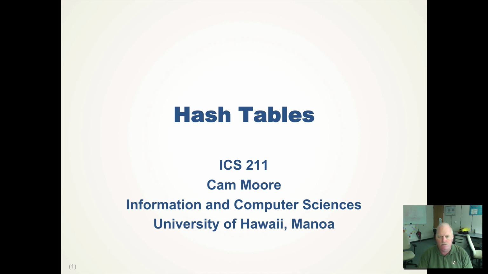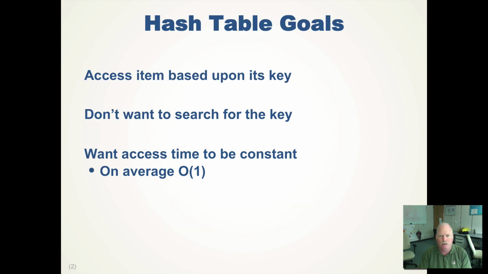The goals of a hash table are to access an item based upon its key. Its key could be itself, but we don't want to have to search for that key in something. We want to very quickly access the item in constant time. So we want a big O of 1 for the access to an item in this hash table, or this data structure.